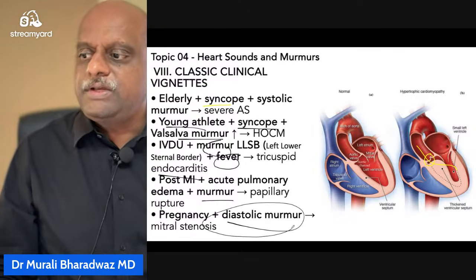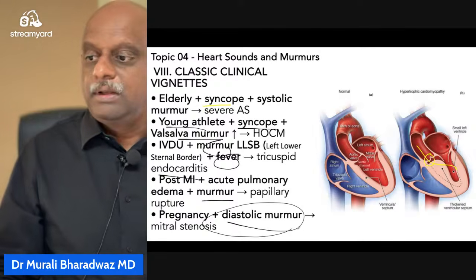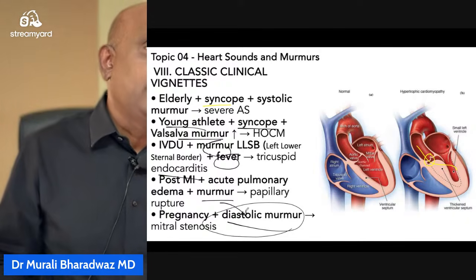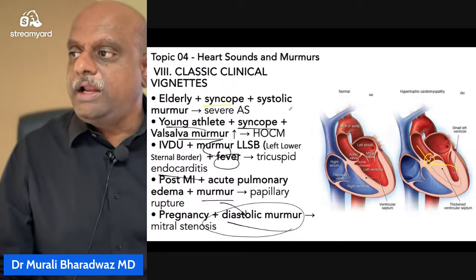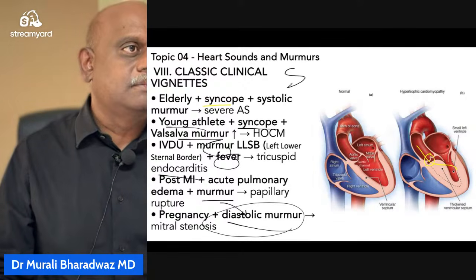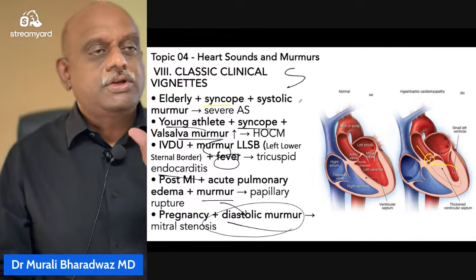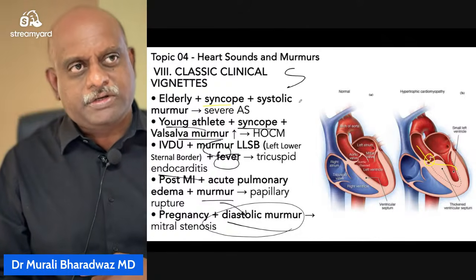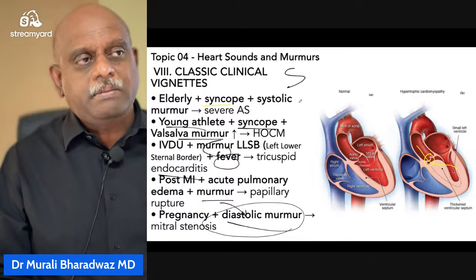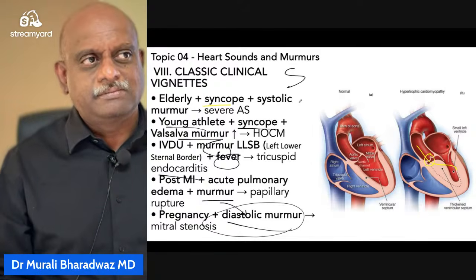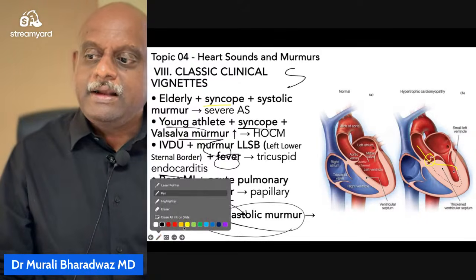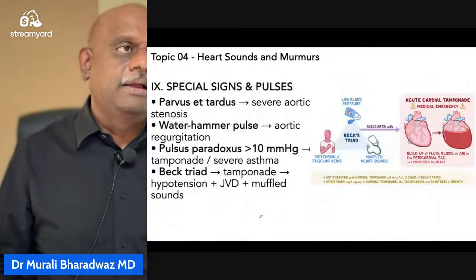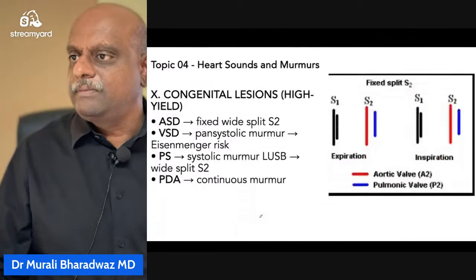In a pregnancy, someone has got a diastolic murmur. Remember, in pregnancy, a low-grade systolic murmur is a normal thing. Systolic murmur can occur in anemia, pregnancy, and volume overload states. But a diastolic murmur is always abnormal. That is mitral stenosis is what you need to remember. Right?